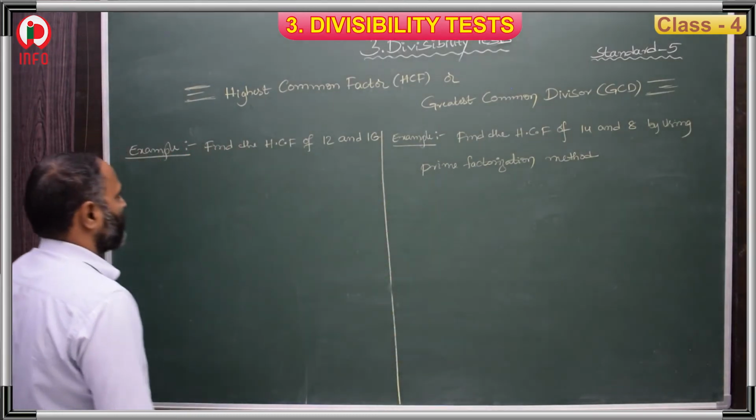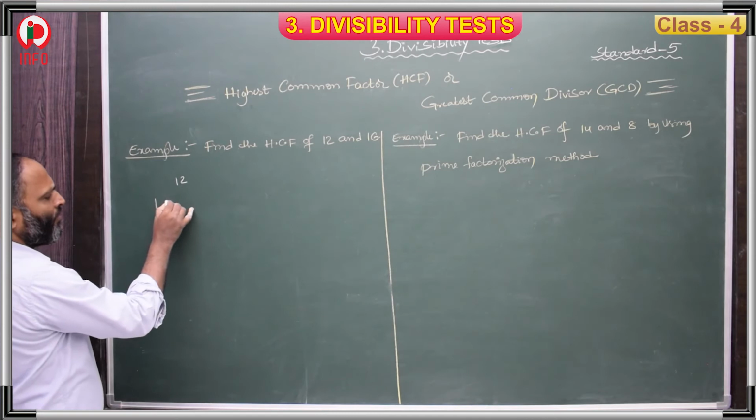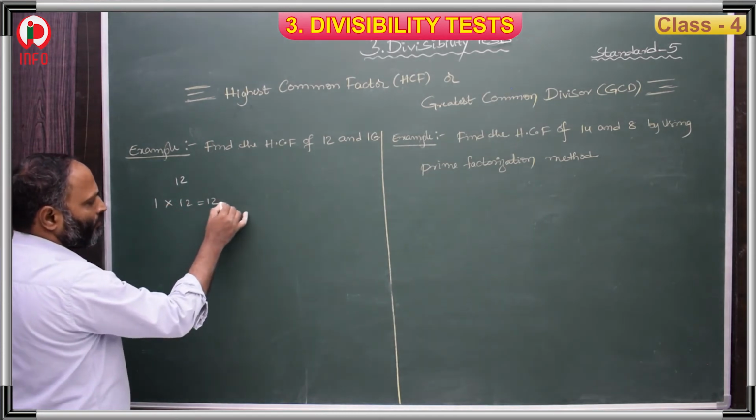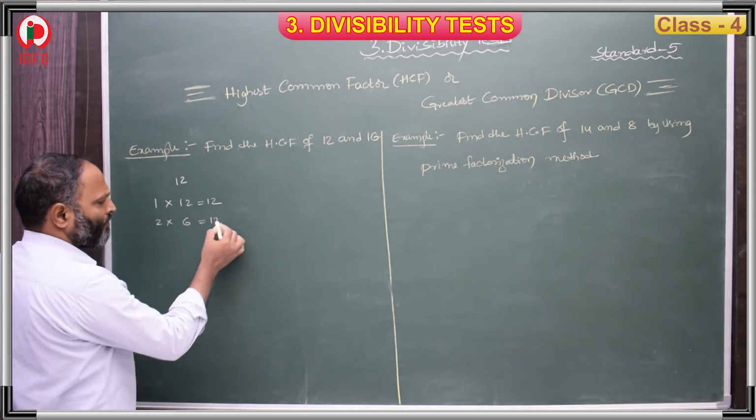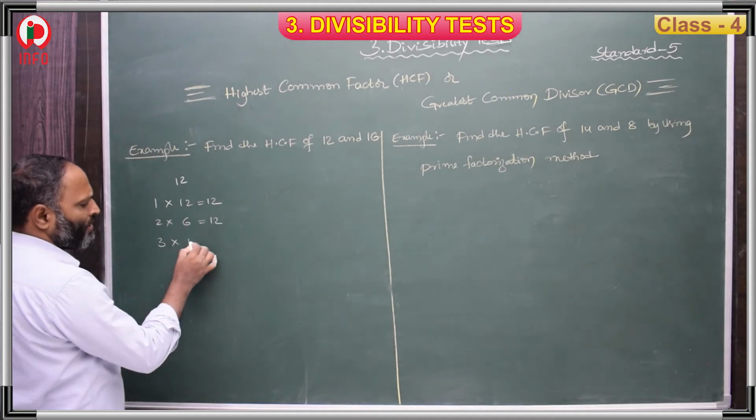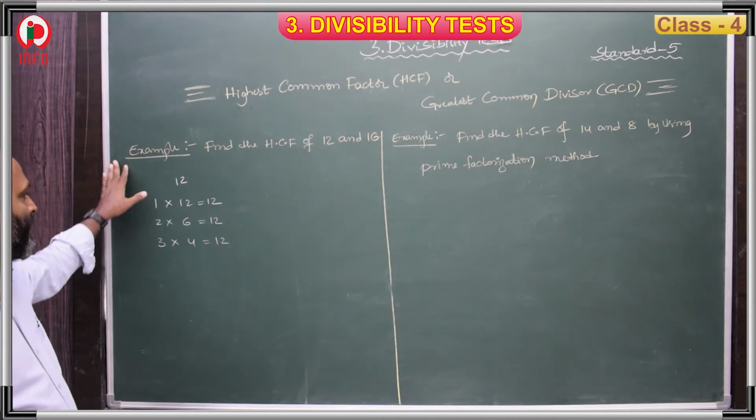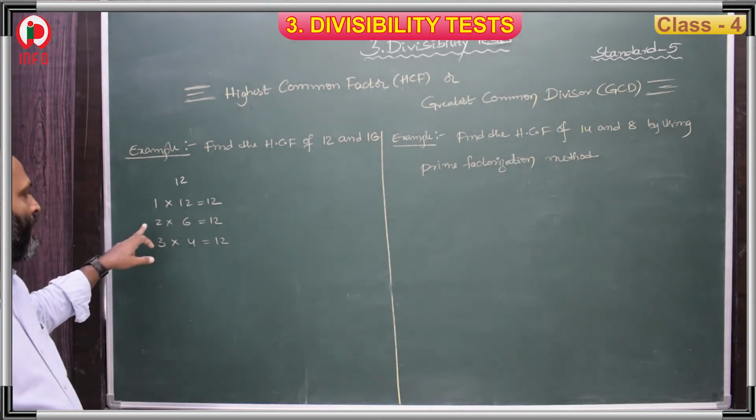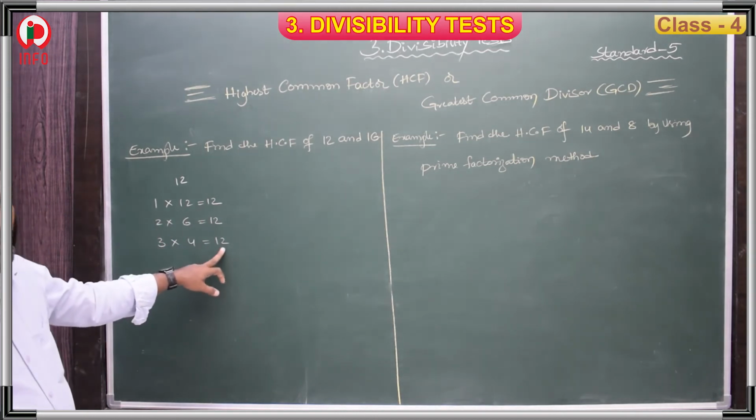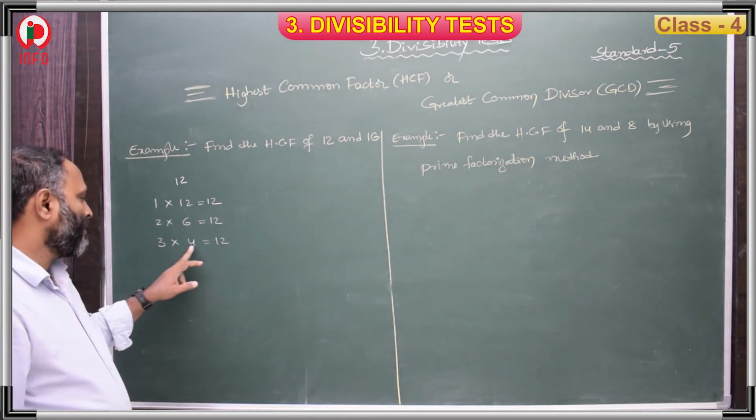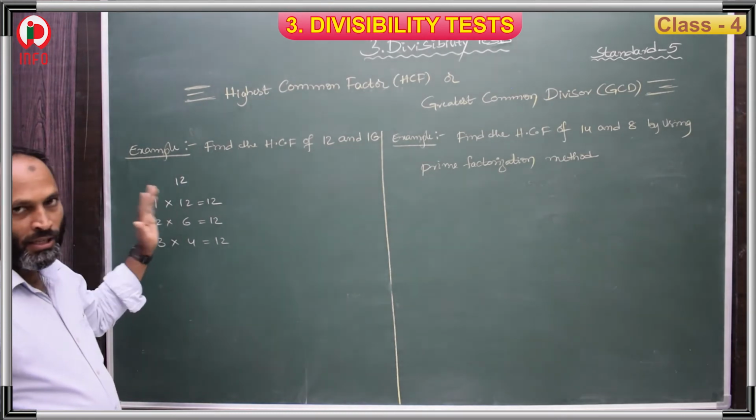Here factors. Find the HCF of 12. First you take 12. 1 twelve is 12, 2 sixes are 12, next 3 fours are 12, and again 4 threes are 12. In which table does it divide? First, in the 1 table, 1 twelve is 12, we know. After that, in the 2 table we check: 2 sixes are 12. In the 3 table: 3 fours are 12. And after that in the 4 table we check 4 threes. This is repeated. Once it is repeated, don't go further. Then you stop here only.